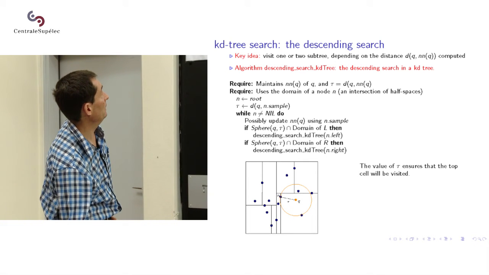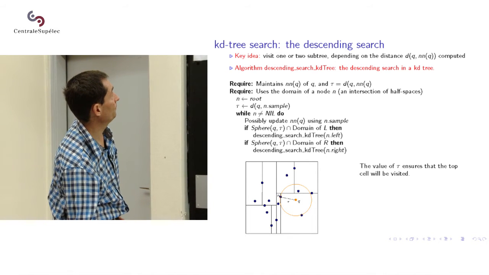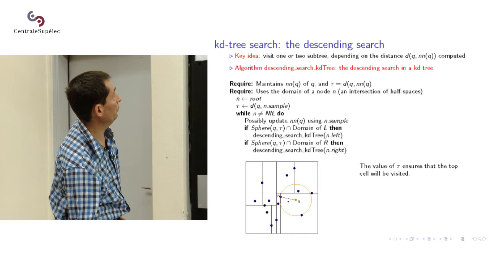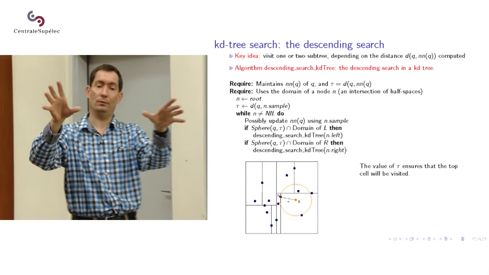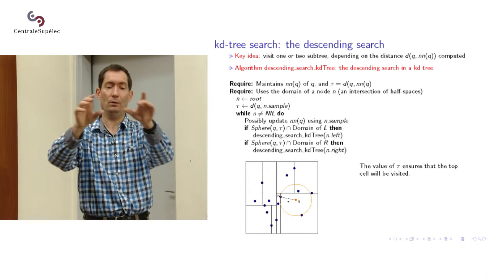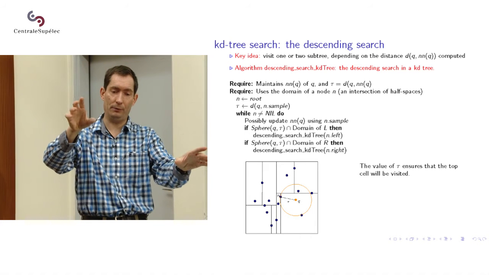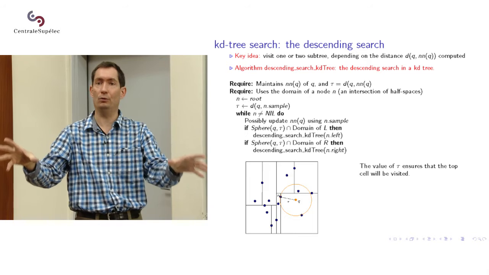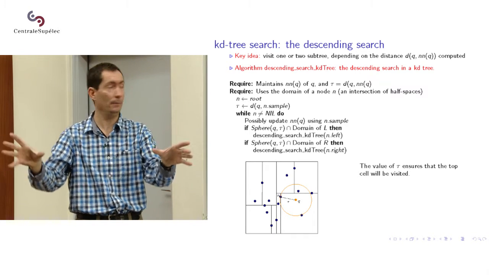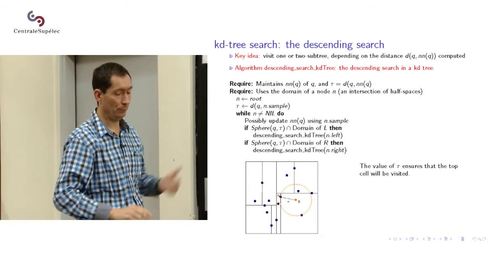When you are traversing down the tree, you are going to visit one or two subtrees. When do you decide to visit a tree? Well, remember, a node has two subtrees, a left subtree and a right subtree. Each subtree corresponds to a domain which is a hypercube. It is a box.